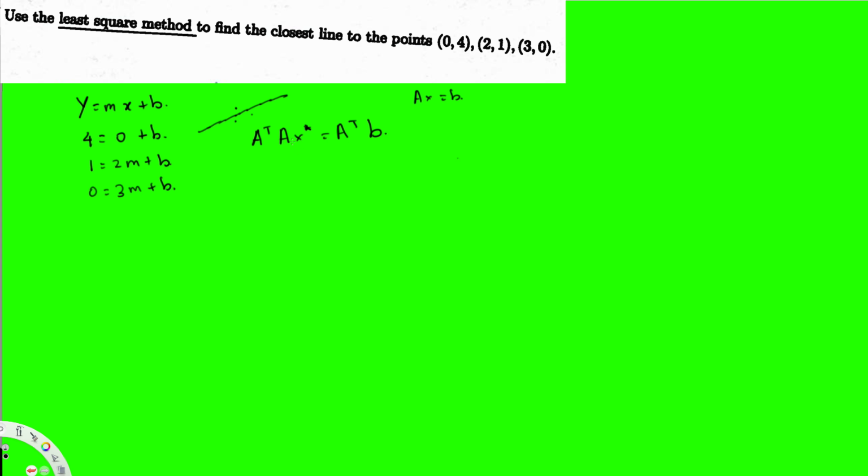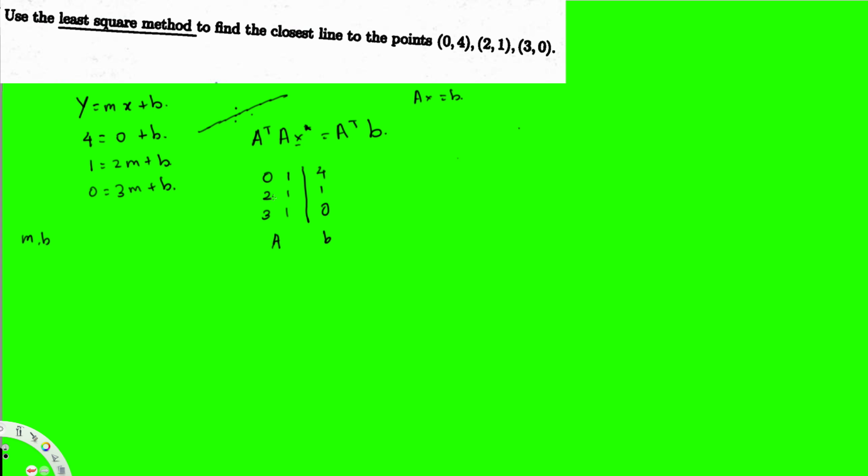So in this case, what I have to do is first get the matrix of this. If I get the matrix, it's going to be 0, 2, 3, and the other column is going to have 1, 1, 1, equal to 4, 1, 0. If you see, this is my A value, and this is my B. And now I have to find A transpose A. I'm trying to solve this equation, A transpose A x star equals A transpose B, and our purpose is to find the x. X is going to be m and b. M and b are the x, and that's what we have to find to form the equation for a line, right?